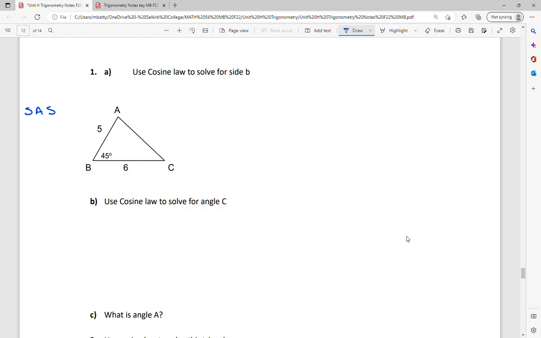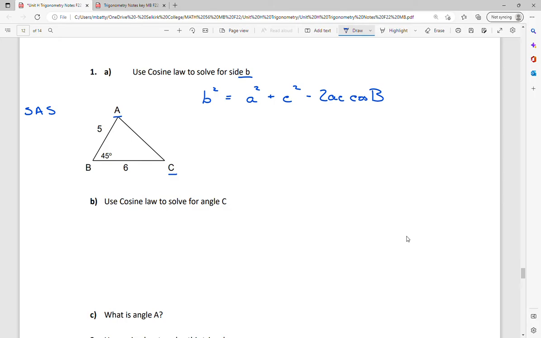So in these ones, if I want to solve for side B, the equation solving for side B is that B squared equals A squared plus C squared minus 2AC cosine of B. It really doesn't matter what these are.